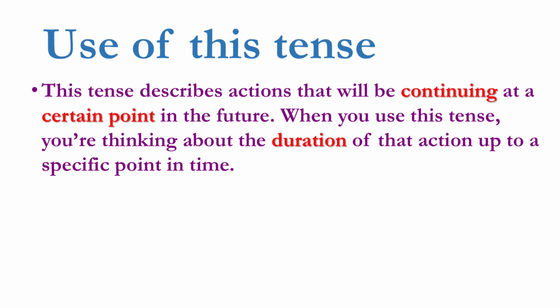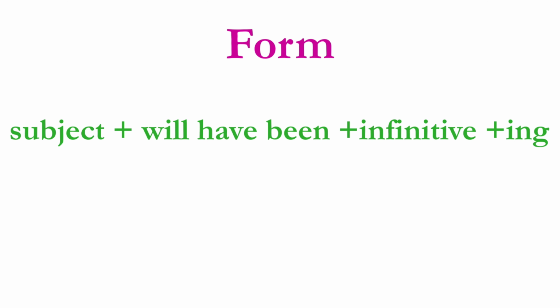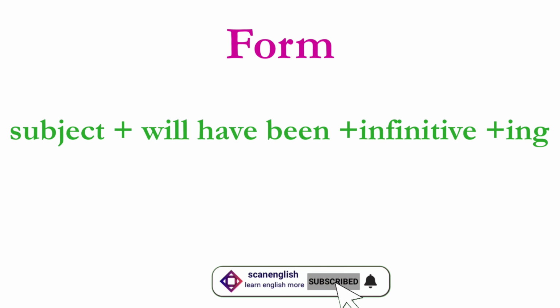This tense describes actions that will be continuing at a certain point in the future. When you use this tense, you're thinking about the duration of that action up to a specific point in time. The form of this tense is subject plus will have been plus infinitive plus ing.